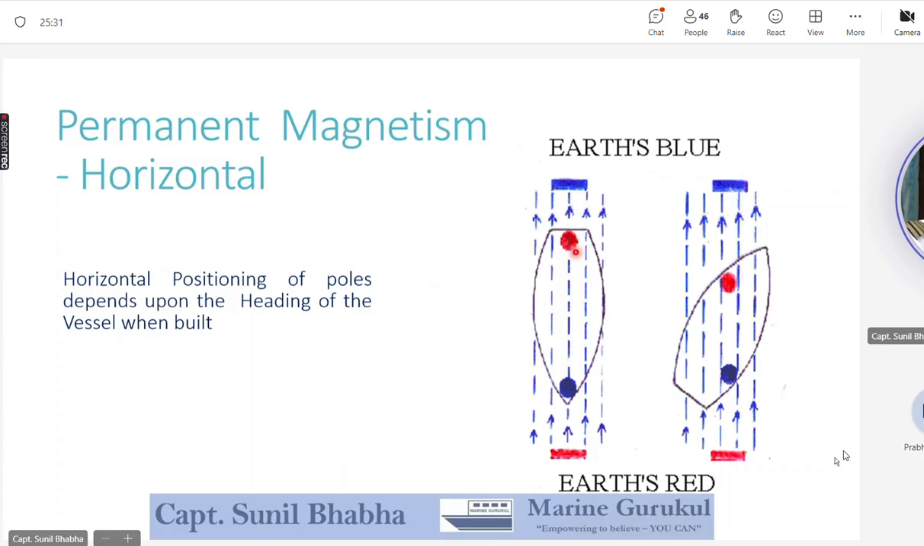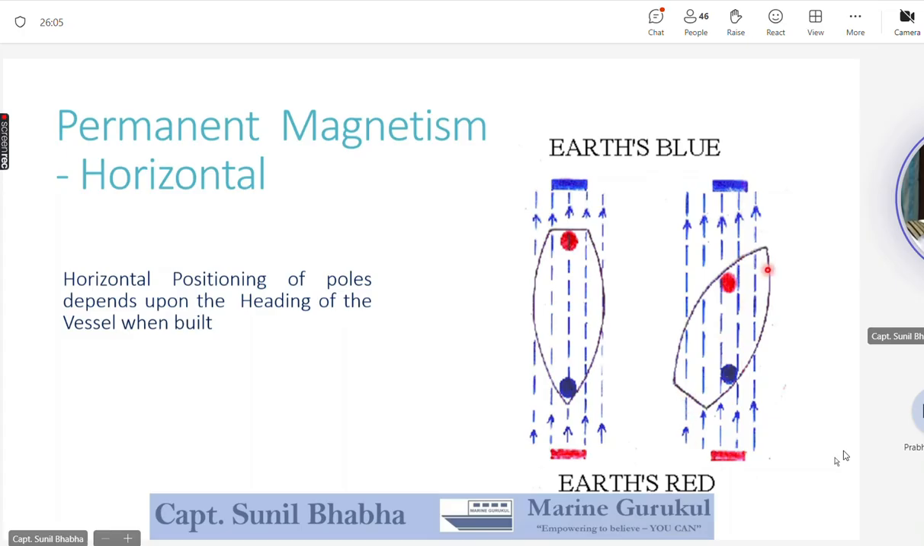Now, let's assume that there is another ship which is being built in the same yard, but in a different dock. And that dock has a northeasterly orientation. So you now concentrate on the ship on the right side. This ship is heading in a northeasterly direction. The south pole of the Earth is at the same location. North pole is at the same location. Magnetic lines of force of the Earth are moving in the same orientation from south to north.